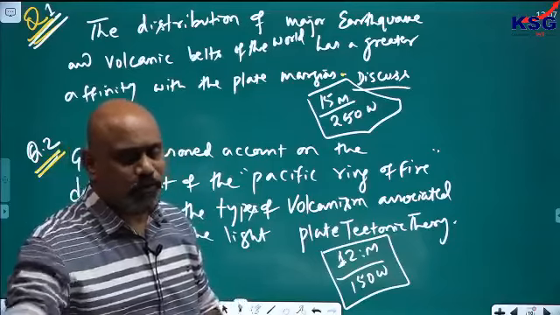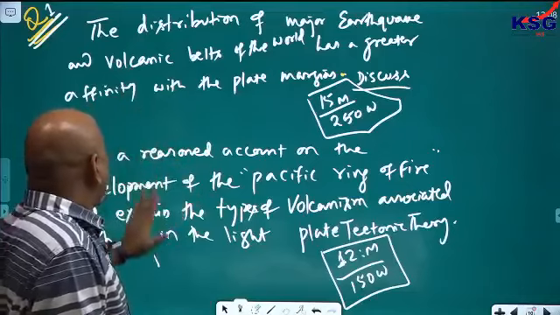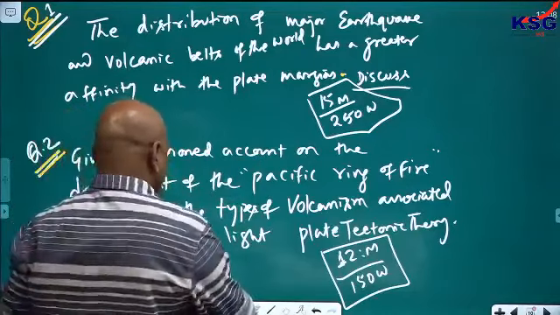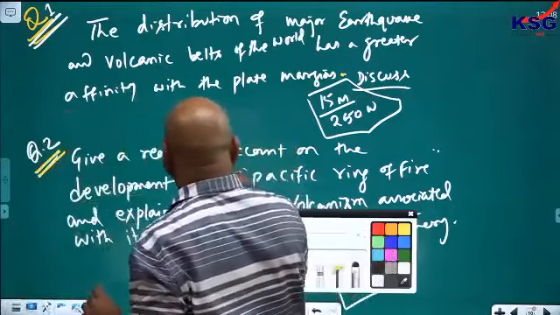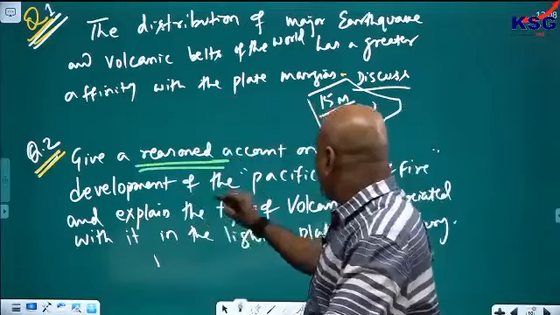I request you all, start writing, read the question thrice, 4 times, 5 times. For example, this is here, give a reasoned account. Reasoned account means what? You have to explain why. Account on the development of the Pacific Ring of Fire.